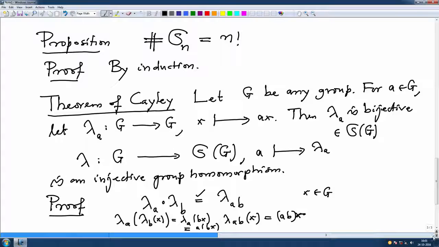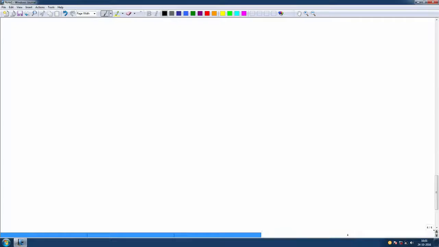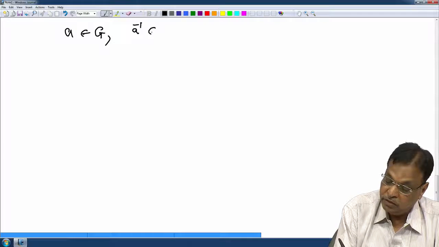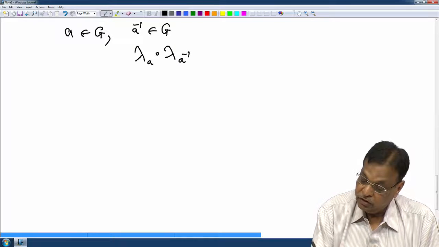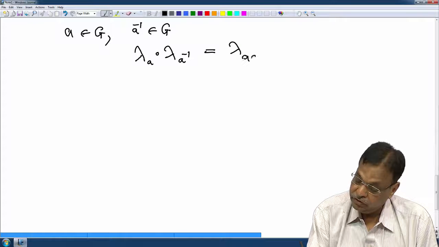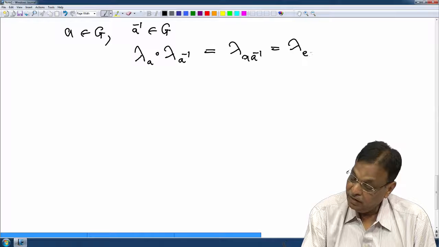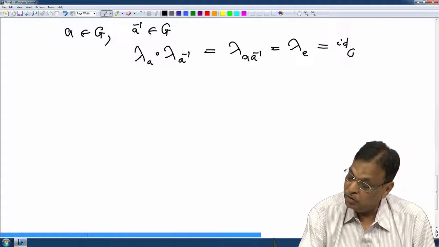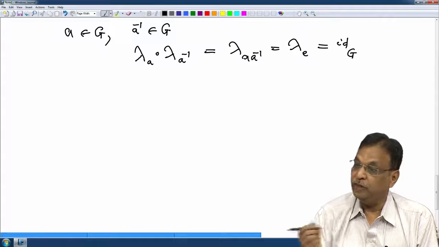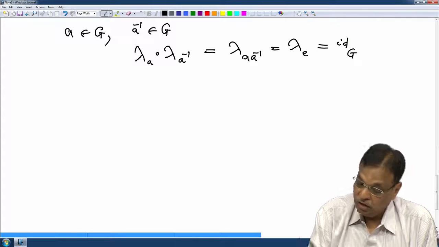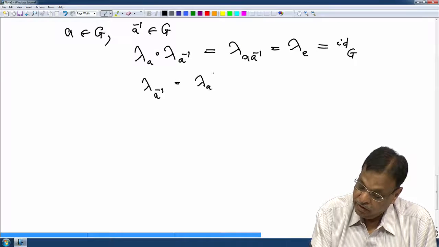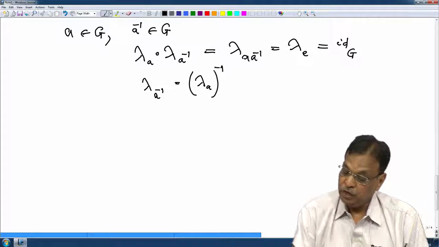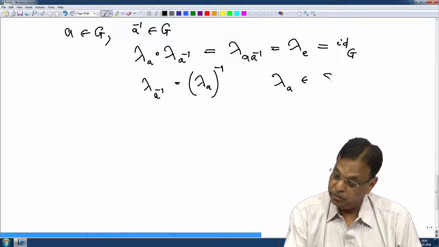So in particular, if I am given any A in G, we know that A inverse exists in G because it's a group. So lambda A composed with lambda A inverse is nothing but lambda of A A inverse, which is lambda E, but lambda E is clearly the identity map of G because E times X is X for every X. So therefore lambda A inverse is nothing but the inverse of the lambda A map. So that shows in particular that this lambda A map is a permutation.